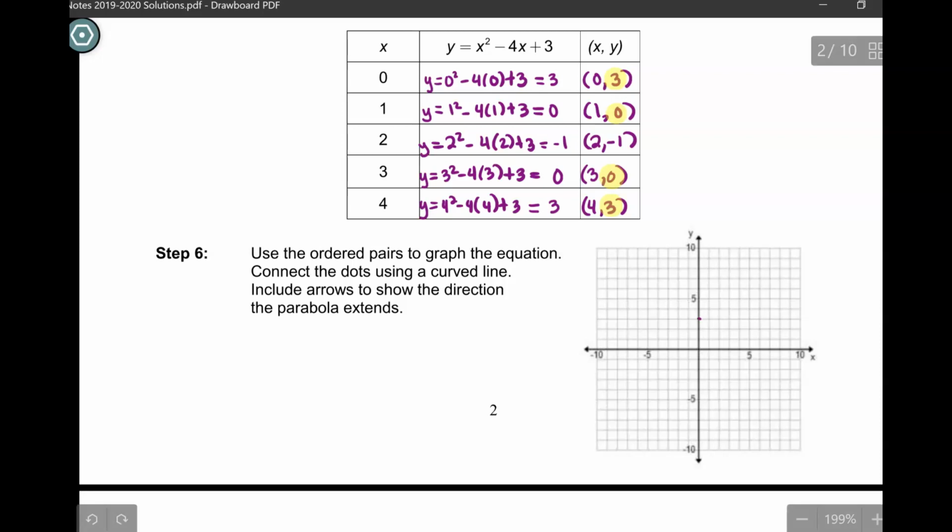Okay, so 0, 3 goes here. 1, 0. 2, negative 1. And 3, 0. And 4, 3. Connect the dots using a curved line. So remember how I said a parabola is a curved line. It's not a straight V. So we're just going to kind of connect them. We are going to put arrows on the ends because it does continue on to infinity. And I'm just going to label, the vertex is 2, negative 1.